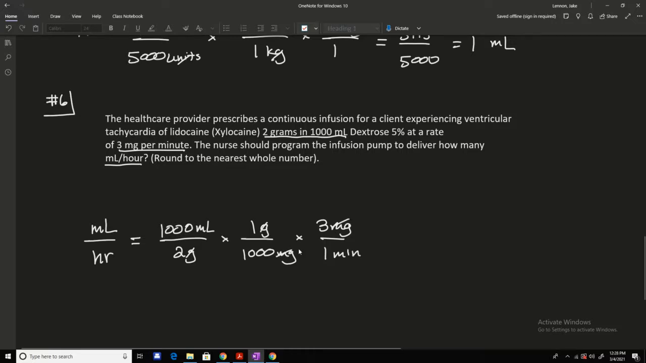Okay, so now milligrams are gone. So let's take stock of what's left. We have milliliters per minute, and I just want to change minutes to hours. So this wasn't quite as bad as I thought. To change minutes to hours, we know there are 60 minutes in 1 hour.